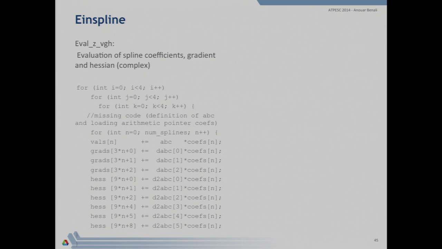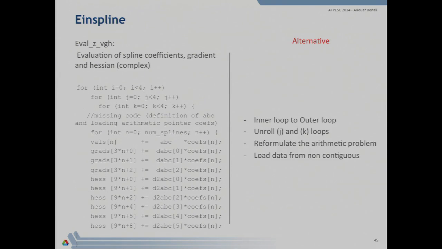This is an initial code that is written by a physicist who sees the equations and just applies them. It's great, but how can we do better? The classic techniques, and there is no secret in here. You just move your loops by reordering your loops. You unroll some loops. You see if you can do some arithmetic changes in your program, and you see if your data loads are good enough.